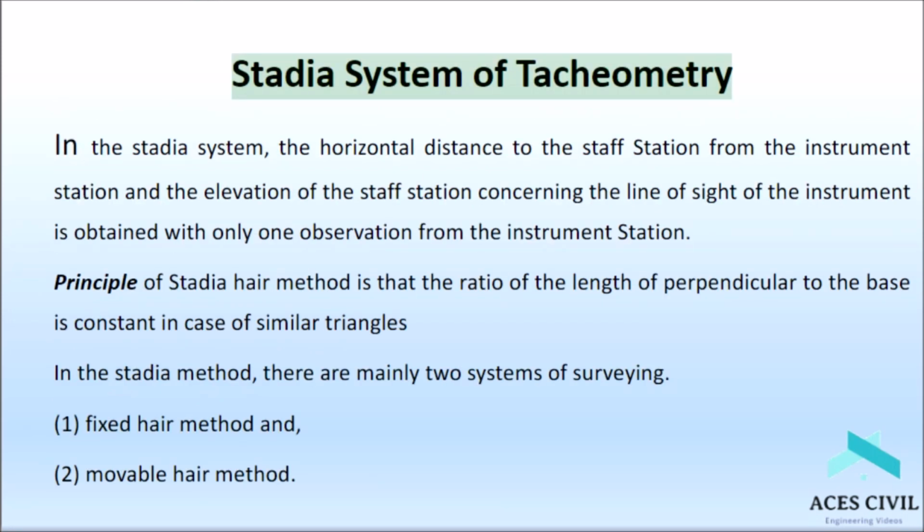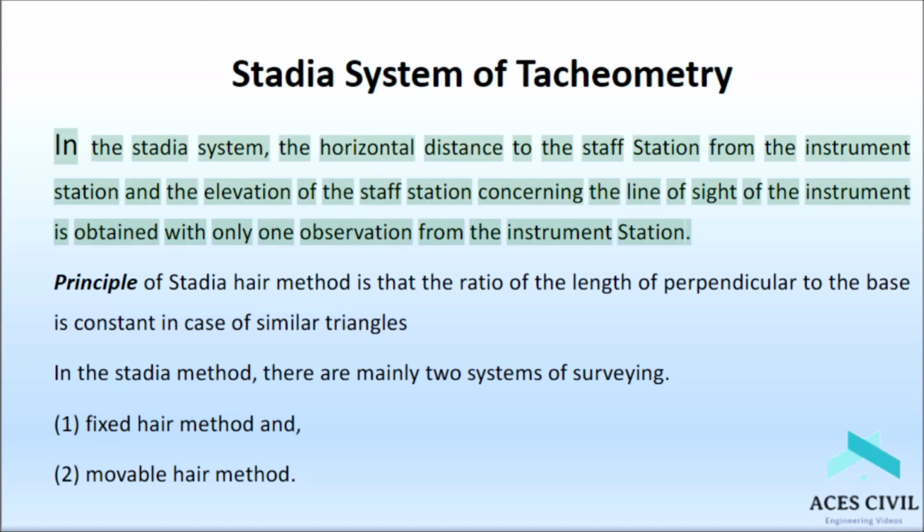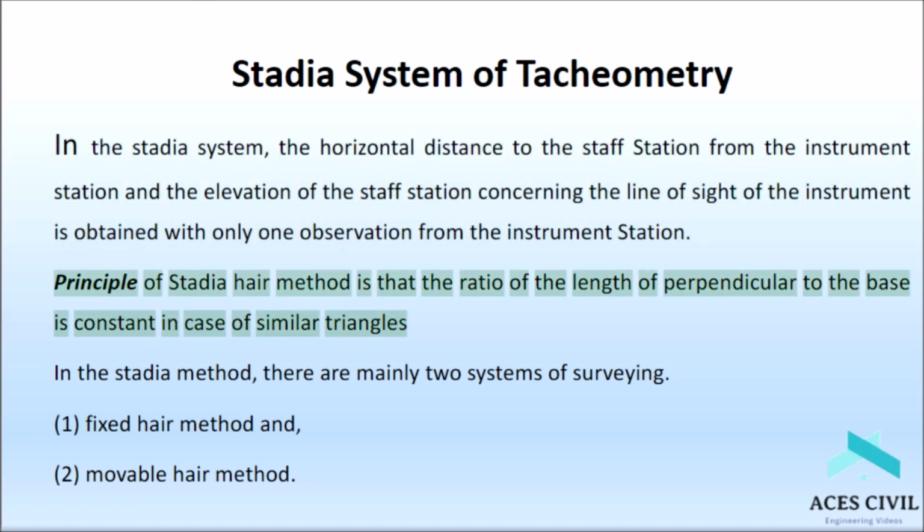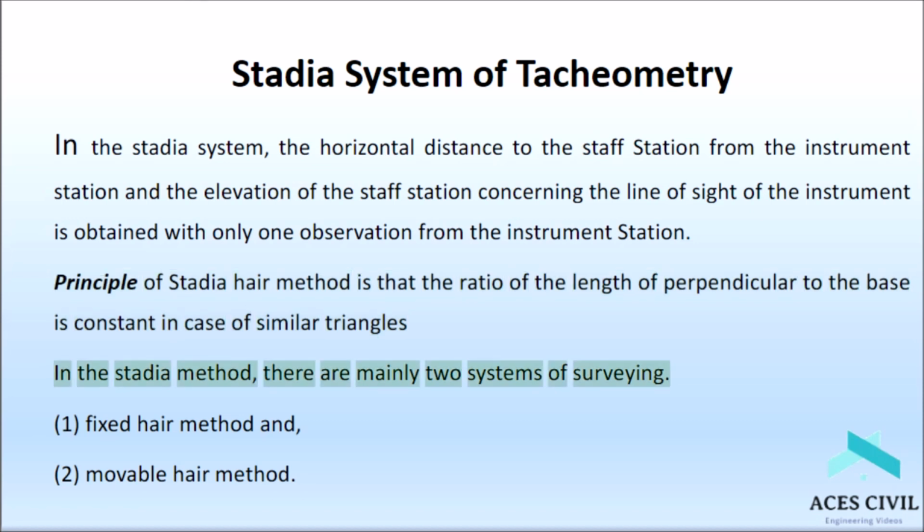Stadia system of tacheometry. In the stadia system, the horizontal distance to the staff station from the instrument station and the elevation of the staff station with respect to the line of sight of the instrument are obtained with only one observation from the instrument station. The principle of the stadia hair method is that the ratio of the length of the perpendicular to the base is constant in the case of similar triangles. In the stadia method, there are mainly two systems of surveying: 1. Fixed hair method and 2. Movable hair method.